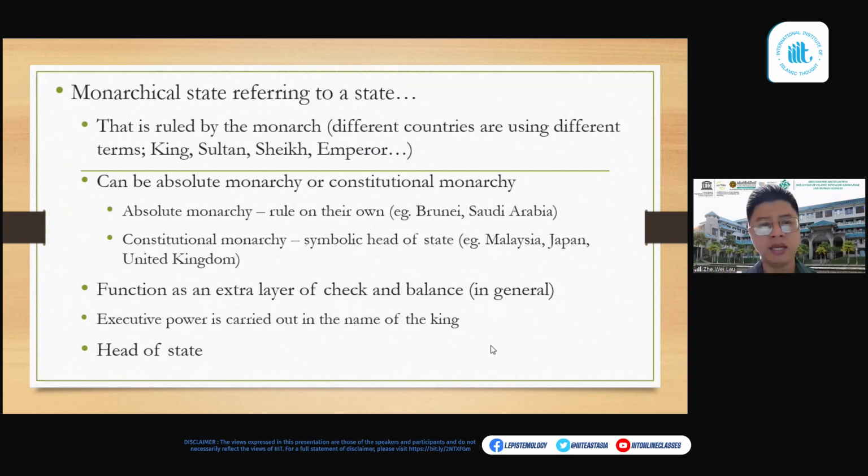Like the second last point, executive power is carried out in the name of the king, meaning you hold all the power technically with you as a constitutional monarch. But you will delegate the power to the commoner, meaning the prime minister, for their executions.